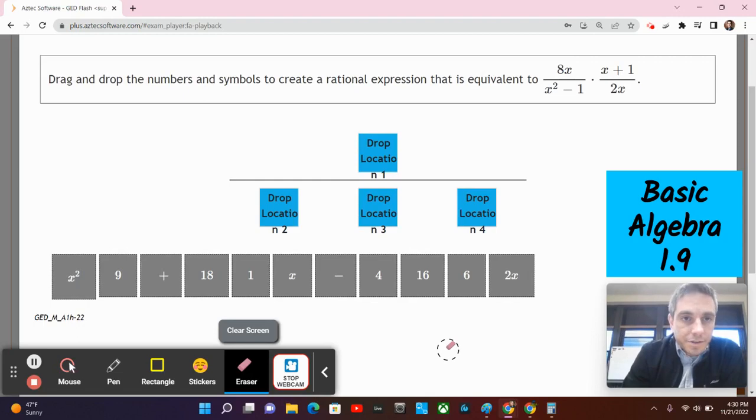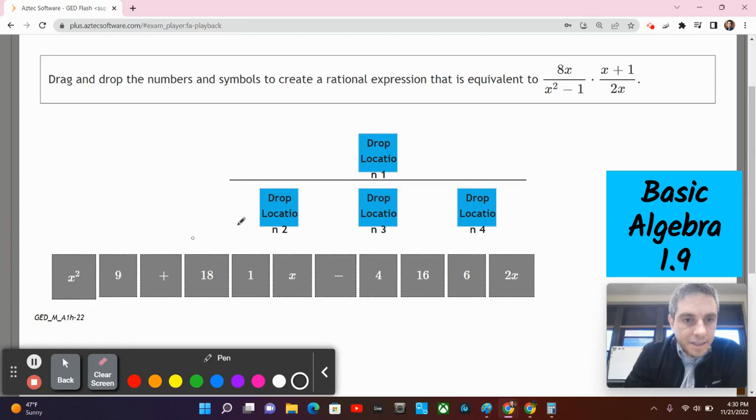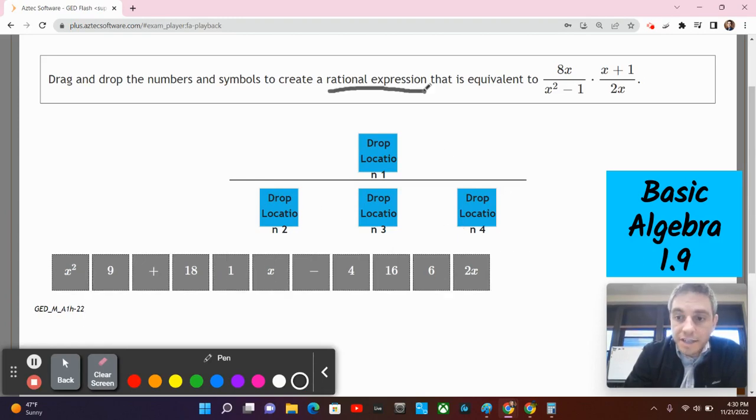Drag and drop the numbers and symbols to create a rational expression. And then they give us 2 fractions there, where the 2 fractions are being multiplied to each other. 1 box on the top, 3 boxes on the bottom. Looks like we can drag and drop, okay. A rational number is any number that can be written as a fraction. We don't need to get too concerned about that. It's more technical sounding than it needs to be.